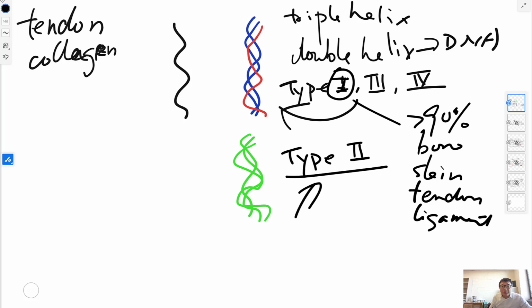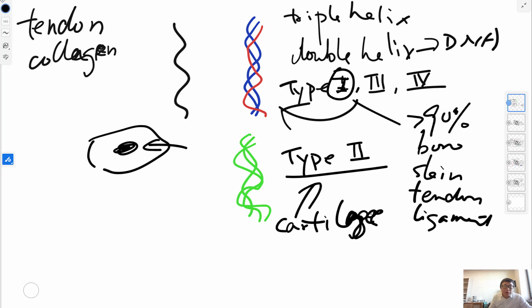And where can you find type 2? Cartilage. You remember we talked about the intervertebral disc. This intervertebral disc is mainly type 2. When you have a degenerated intervertebral disc, type 2 is replaced by type 1 and 3 and becomes more rigid, more stiff, losing flexibility and elasticity, and it may rupture through the nucleus pulposus. And I think that's all we want to know about collagen.